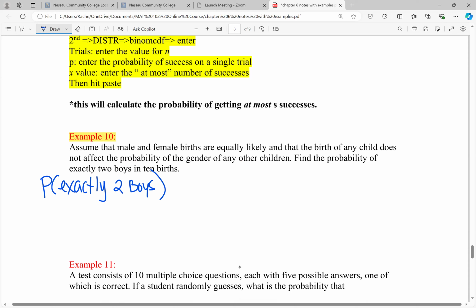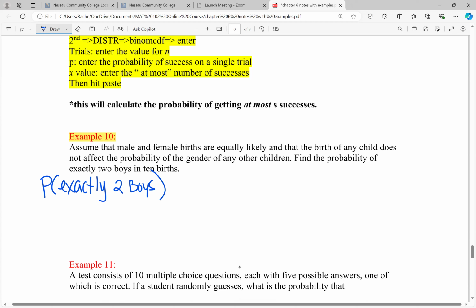Now, this is reminding me of a binomial experiment. Remember those 4 conditions that have to be satisfied? The first one being there's only 2 possible categories, right? So when a child is born, it's either male or female. There's that "bi," two. So there's 2 possible outcomes, male and female. Now, how many trials are there? How many births are we examining? So in this case, there's 10 trials or 10 births.